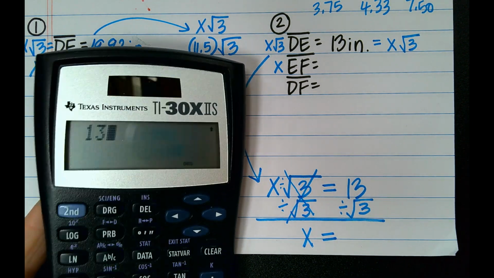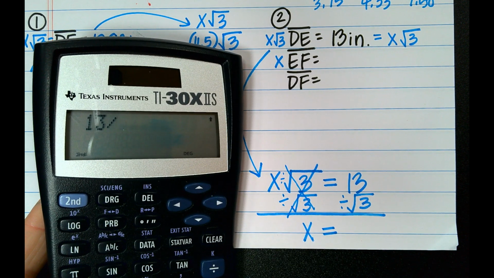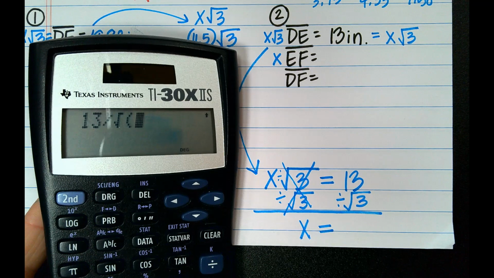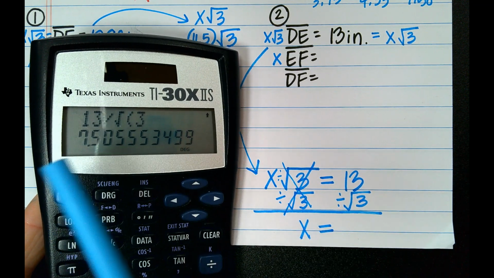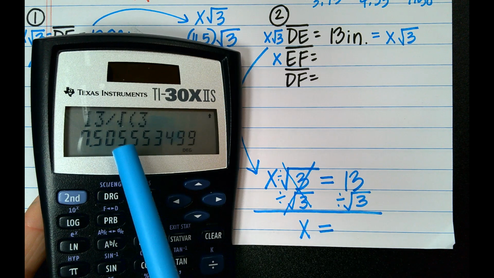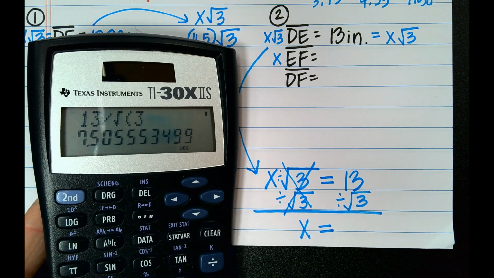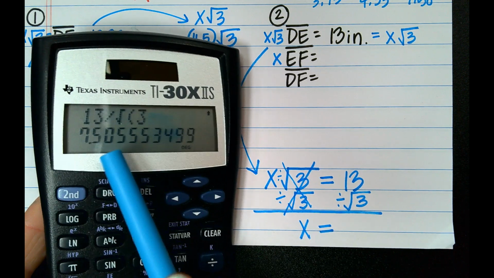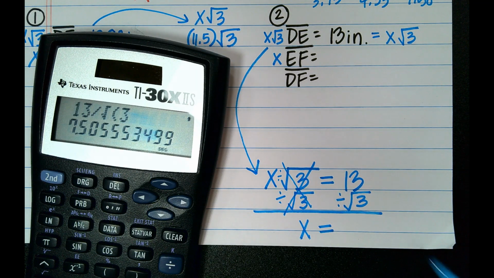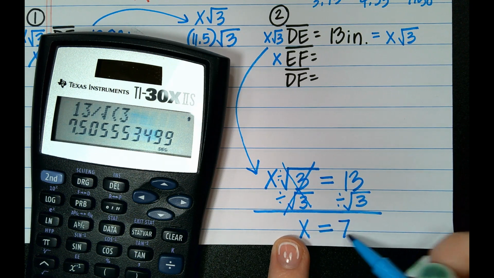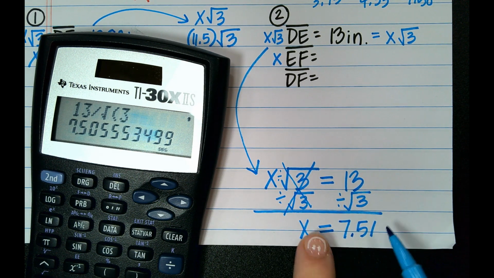13 divided by second radical 3. Enter. Oh, so I got the 7.50, or you could round up to 7.51. I would take either answer, but it looks like that is our answer here. Okay, so X is 7.51. If you put 7.50, that's also fine.